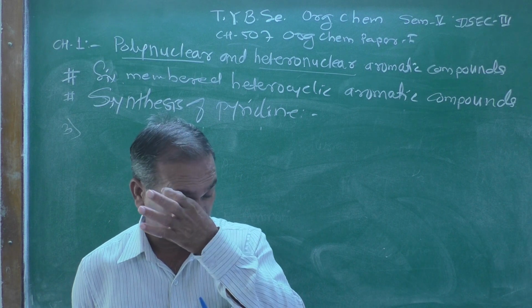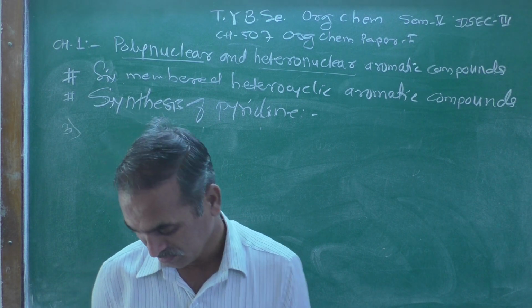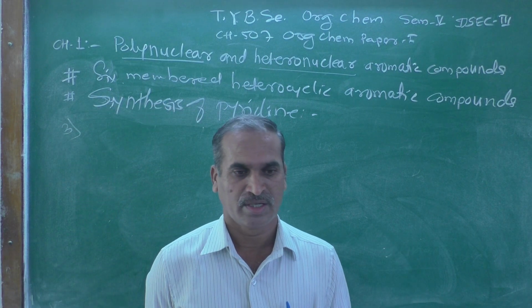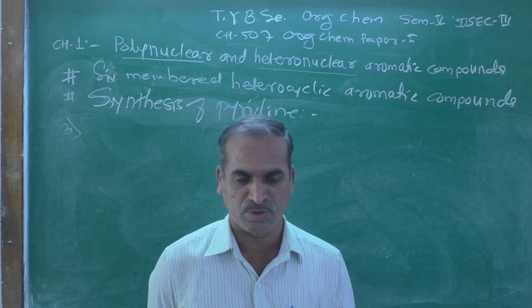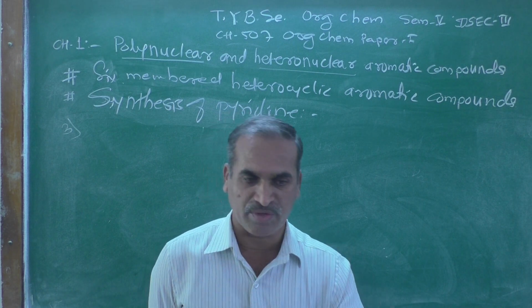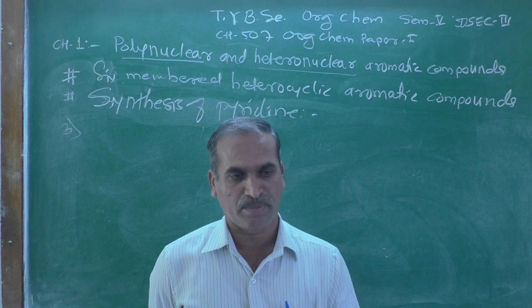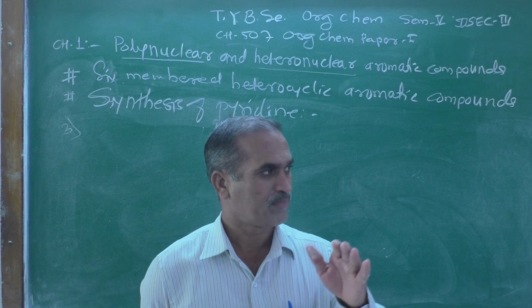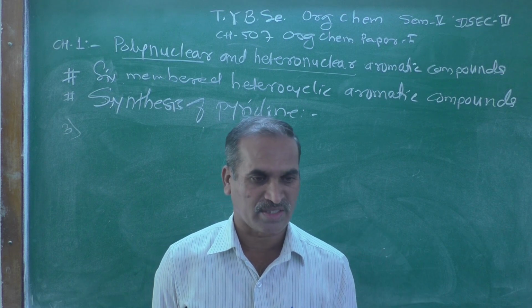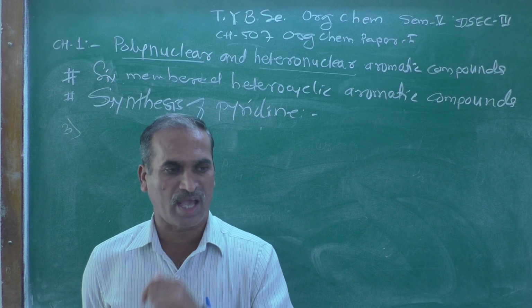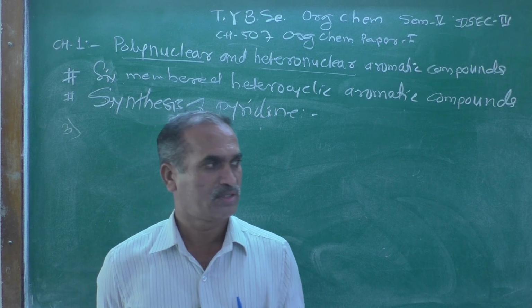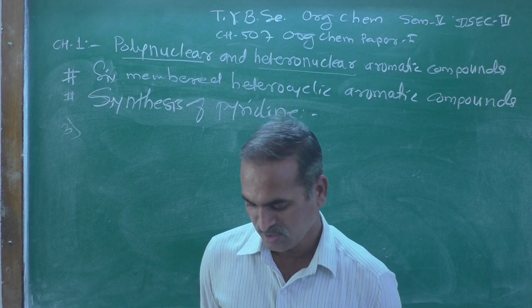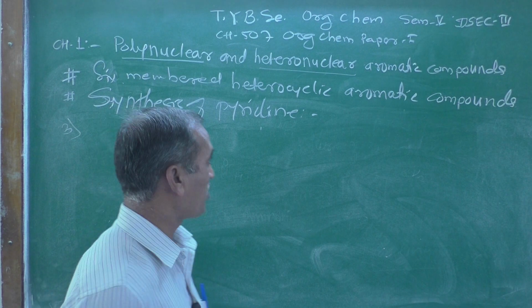When the methyl group is present at 2 position, it has different physical properties as well as chemical properties. If the methyl group is present at 3 position, that picoline has different physical properties as well as chemical properties. Similarly, the methyl group present at the 4th position, that is 4-methyl pyridine or picoline, also has different physical properties as well as chemical properties.